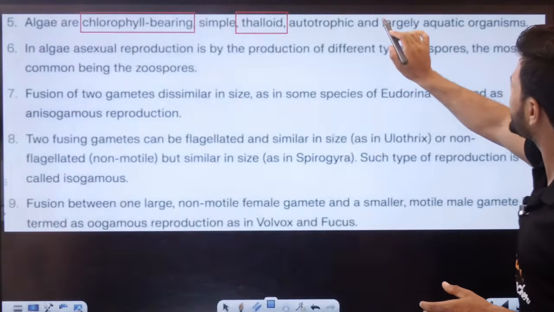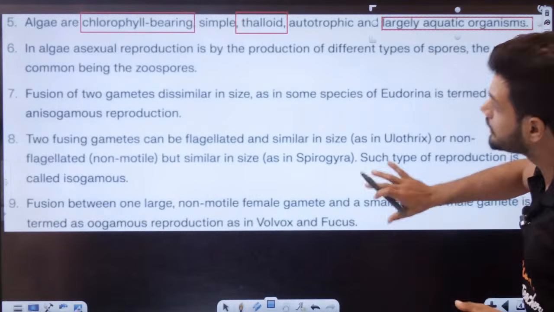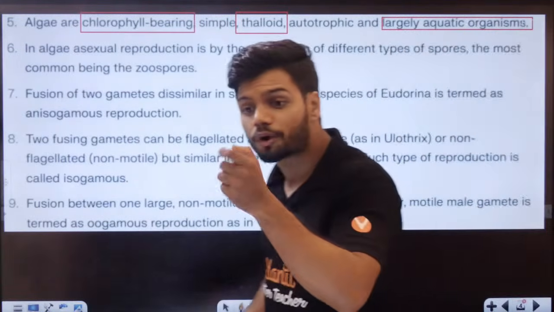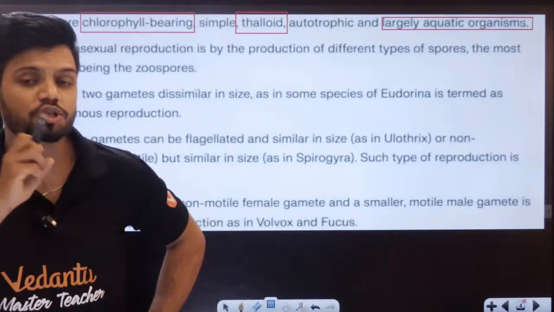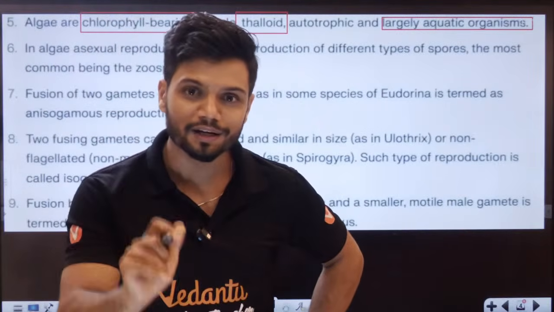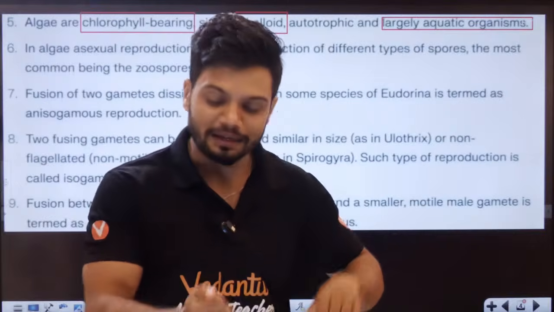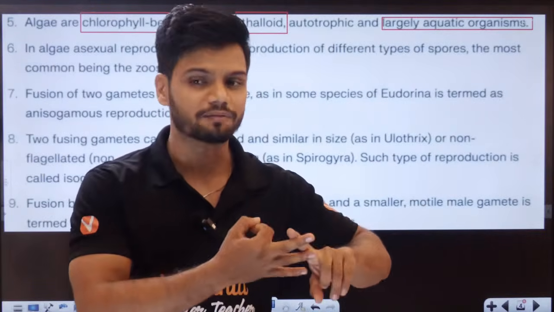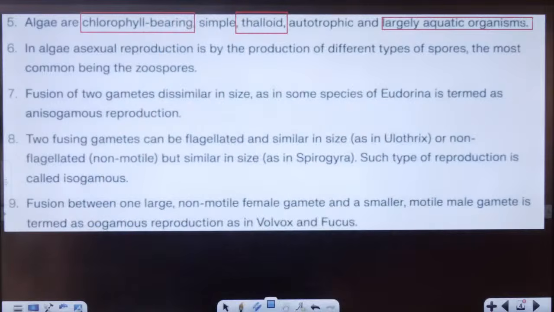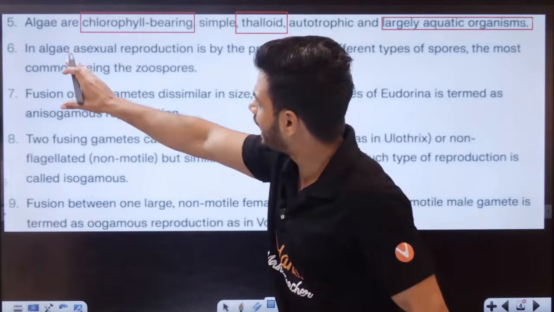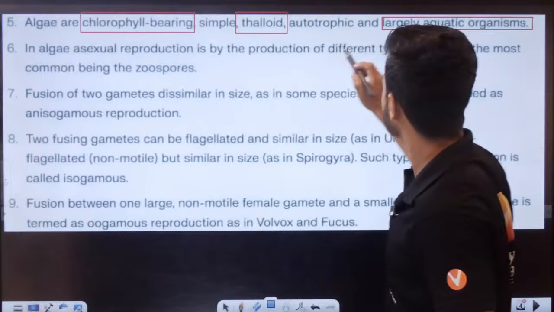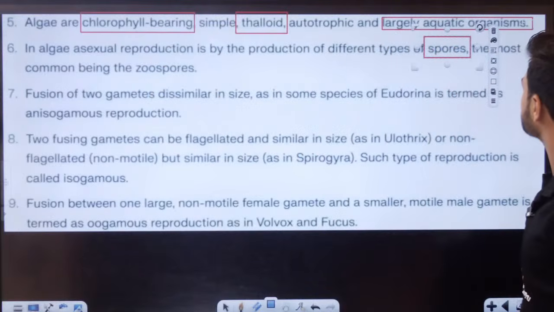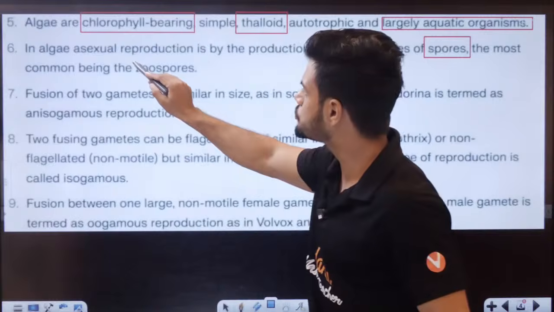Now, they are largely aquatic organisms. Now, students, what is the reproduction in algae? Algae has all three types of reproduction: sexual, asexual and vegetative. So in algae, asexual reproduction takes place by different types of spores, and the most common being zoospores.